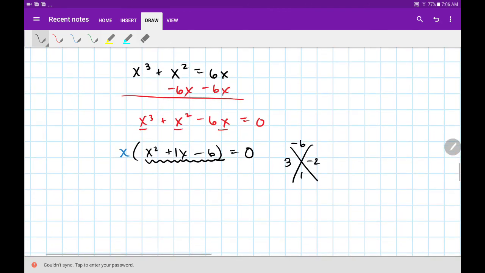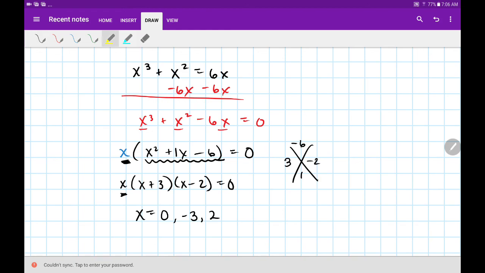So I'm going to finish factoring this as x on the outside, don't forget about it, and then x plus 3, x minus 2 equal to 0. So our final answer is x equals 0, negative 3, and positive 2.